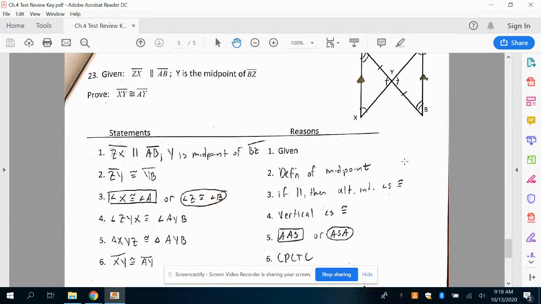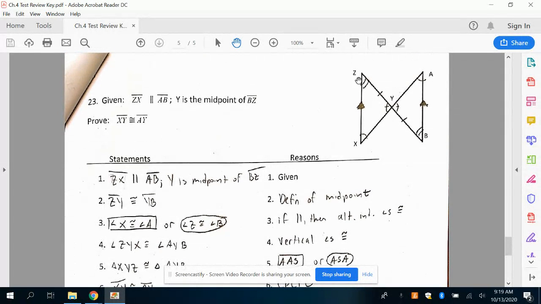Number 23, you have parallel lines and a midpoint. So when you write down your given, the first thing you want to do is define midpoint, which I did. Y is the midpoint of BZ, which is this line right here. So I marked YZ and YB to be congruent. So ZY is congruent to YB, definition of midpoint.